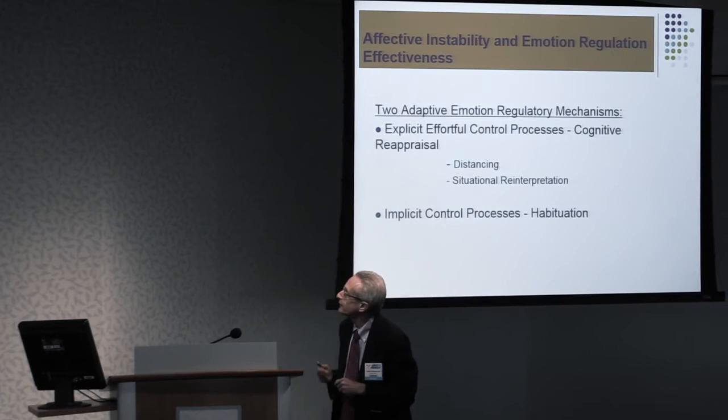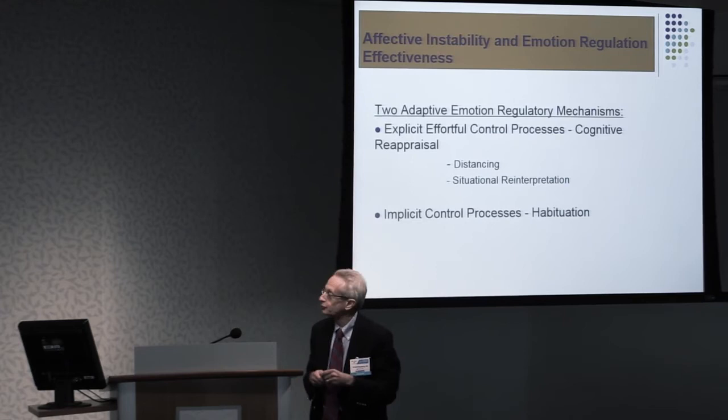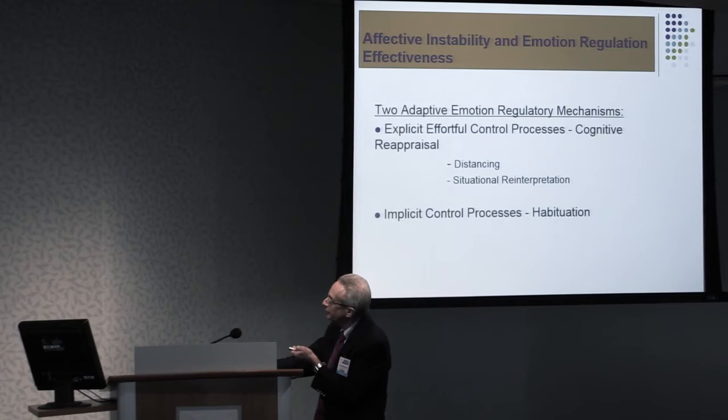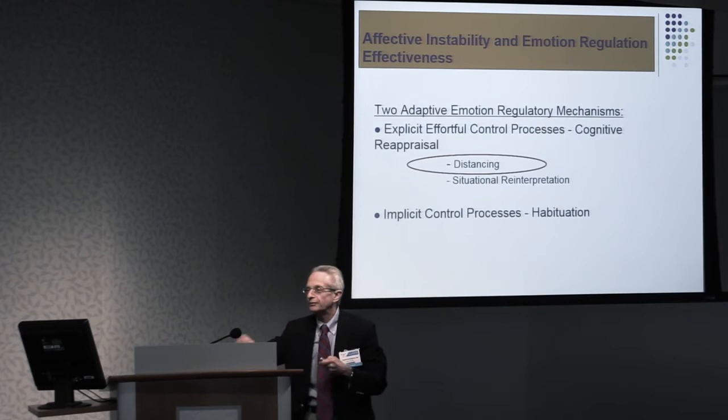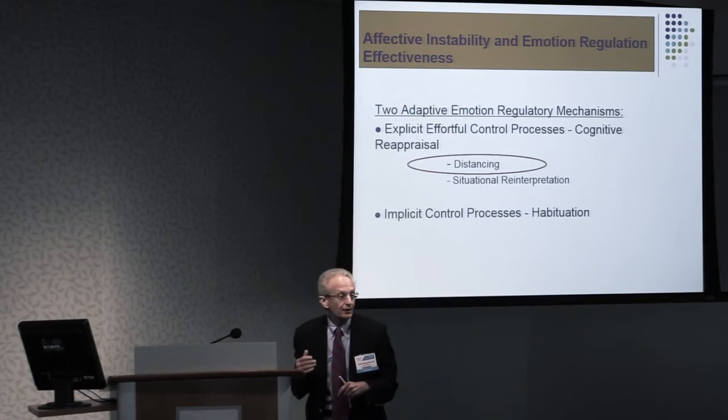So what we wanted to look at is whether or not borderline patients were less effective in using these pretty adaptive regulation strategies. And we wanted to look specifically at, of the two different varieties of cognitive reappraisal, the distancing variety, because it seemed, and those of you who work with borderline patients may have the same experience, that borderline patients kind of get very involved. It's hard for them to pull back from situations. So we thought that that might be particularly interesting to look at.